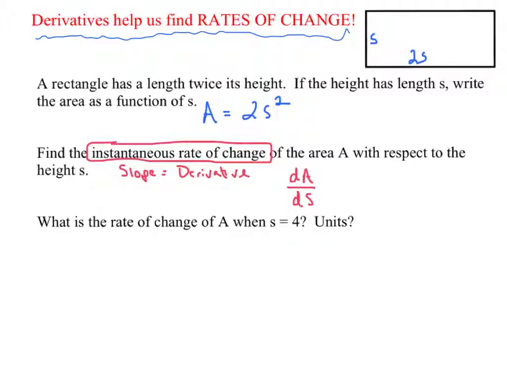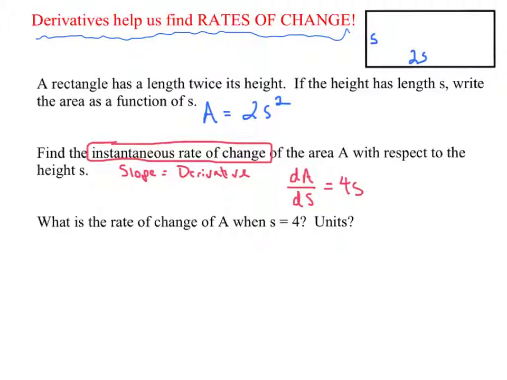And you know I like Leibniz notation, and I think you're going to see why here in a minute. I find it so valuable. But this is Leibniz notation, change in area with respect to side length. So the derivative of 2S squared is simply 4S.